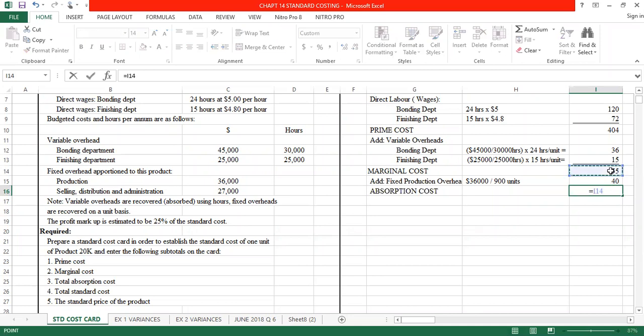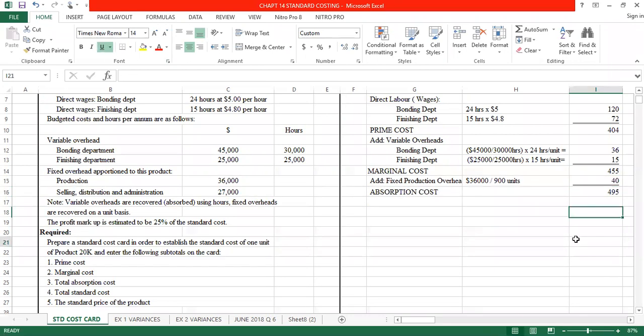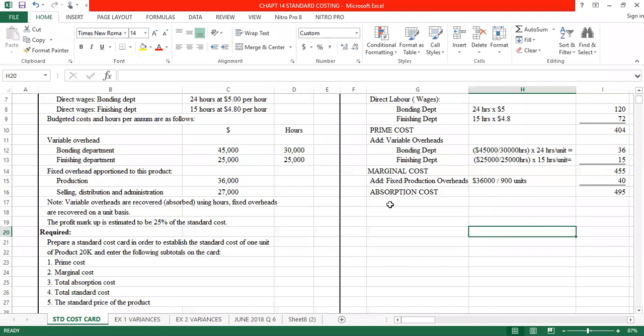So this is 455 plus 40 gives you that. It gives you absorption costs. So marginal cost add fixed production overheads gives you absorption costs. So that is what we have.